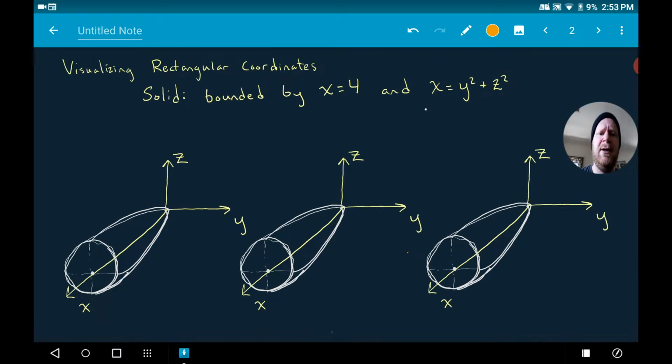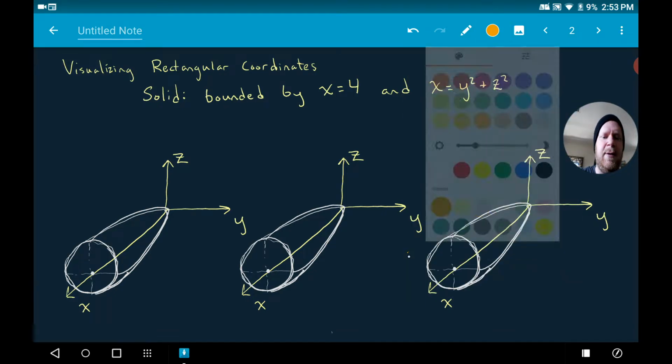But the solid consists of 2 surfaces. So we've got x equals 4. That defines this solid. And we've also got x equals y squared plus z squared. That's going to be this paraboloid here. So from the side, it sort of looks like a bullet type shape.